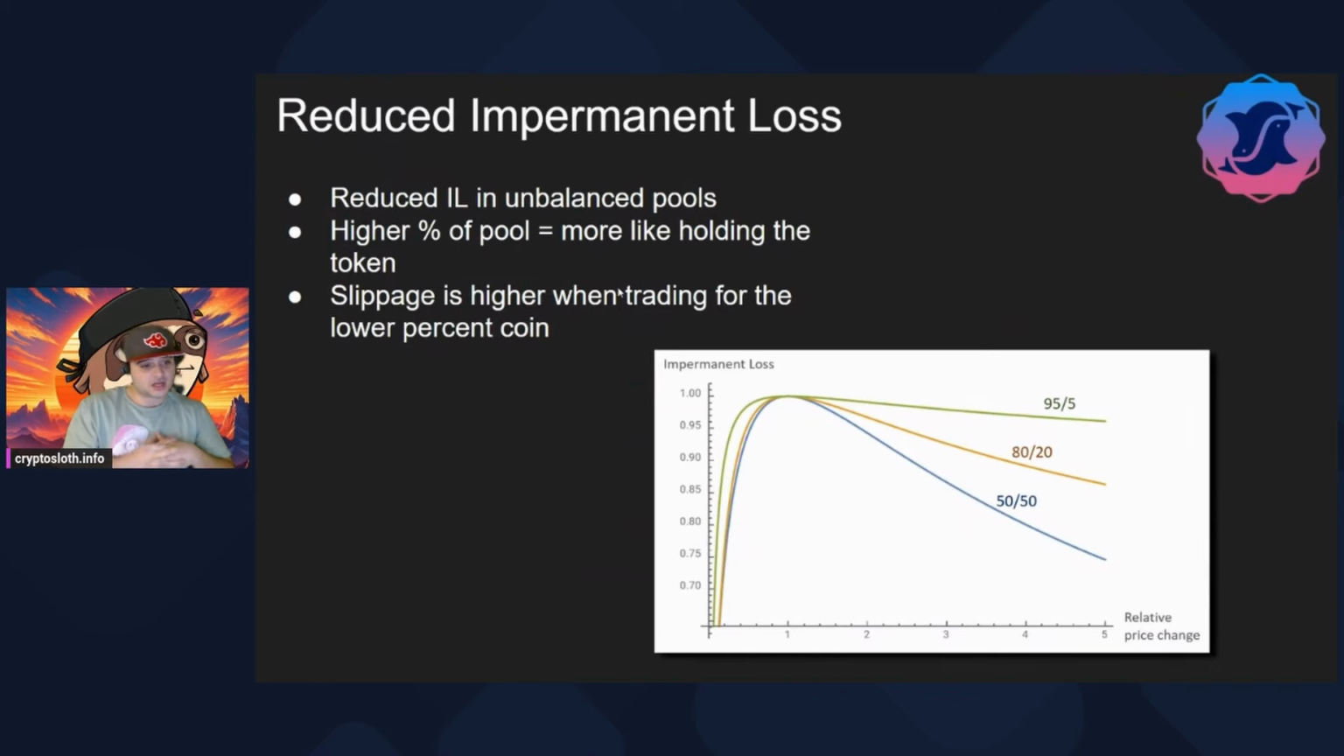Now, I also want to talk about the reduced impermanent loss factor. This graph is taken from the Balancer white paper, and it shows the projected impermanent loss for different weightings of LP pools.